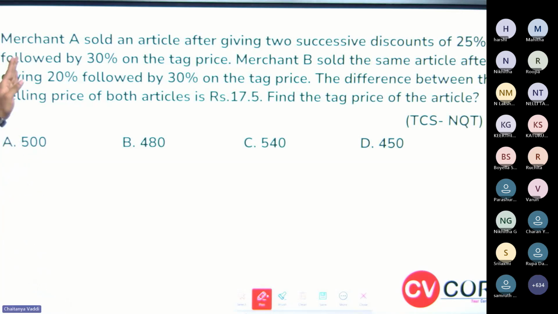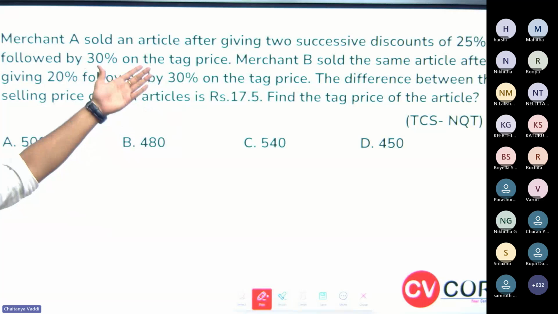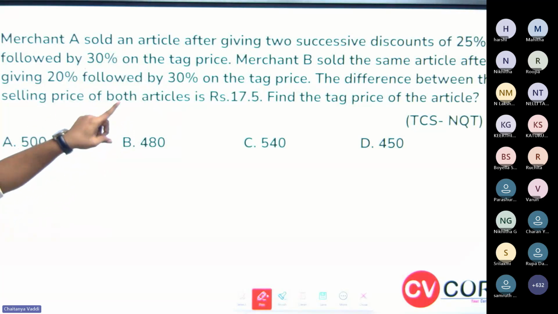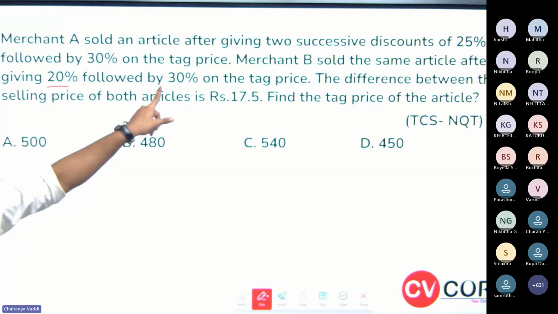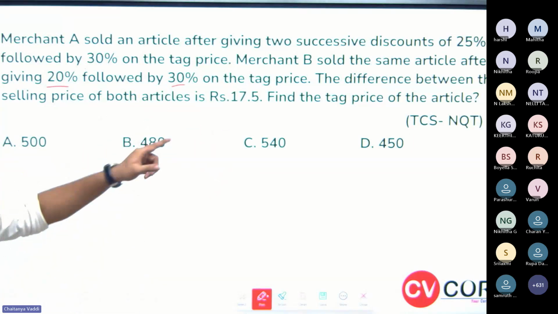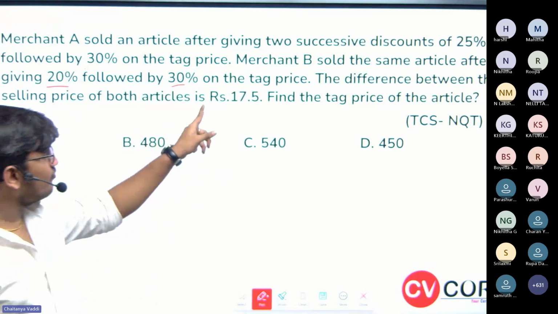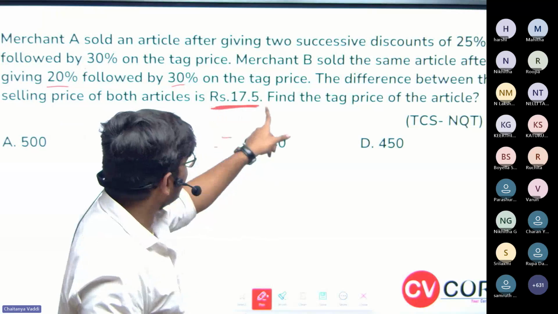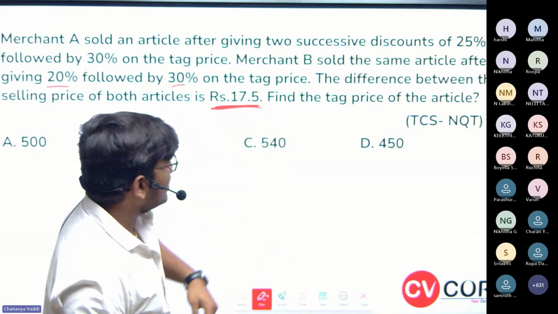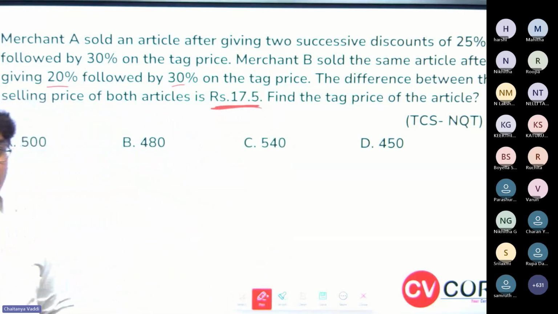Merchant A sold an article after giving two successive discounts of 25% and 30% on the tag price. We can call it the tag price or market price. Merchant B sold the same article after giving 20% and 30% on the tag price. If the difference between the selling prices of both articles is 17.5 rupees, find the tag price of the article.